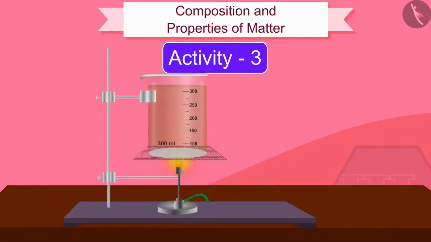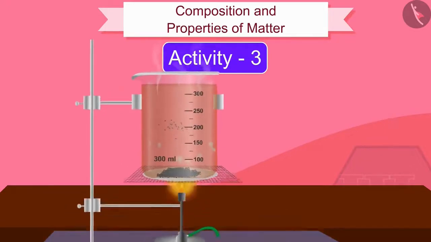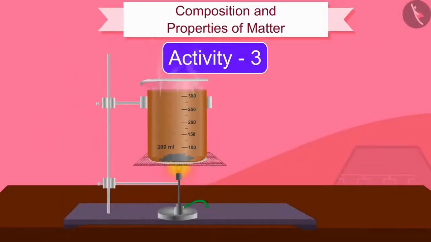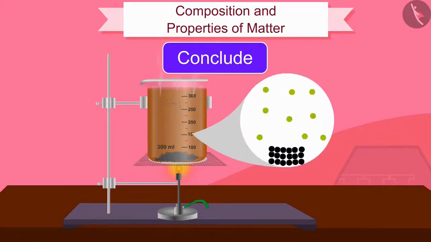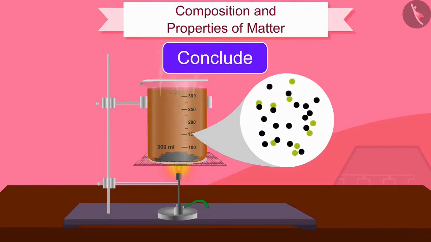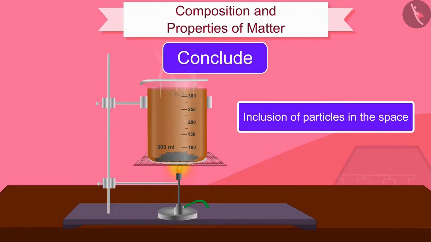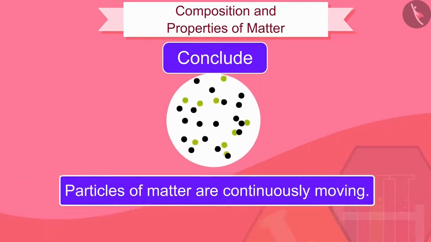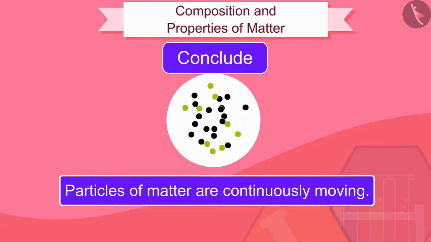Now, if you heat this beaker, what do you see? You can see that on heating the beaker, the color of the tea dissolves more rapidly in water. From this activity, we can conclude that the particles of matter get intermixed with each other on their own. This is due to the inclusion of particles in the space. In other words, we can say that particles of matter are continuously moving.